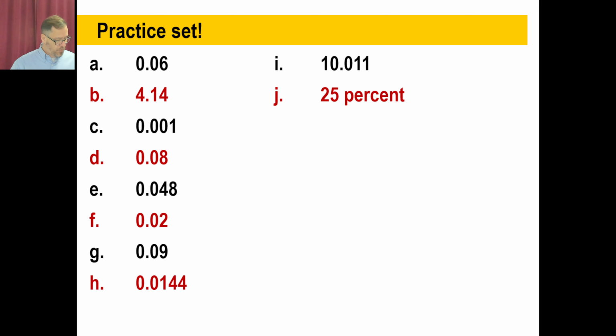G, 0.3 times 0.3 means you need 2 numbers behind the decimal point, 0.09. H, you're going to need 4 numbers behind the decimal point because you got 2 behind the 0.12 and then 2 again behind the same 0.12, so 0.0144. Don't put 14.4 or 0.144. You need 4 numbers behind that decimal point.